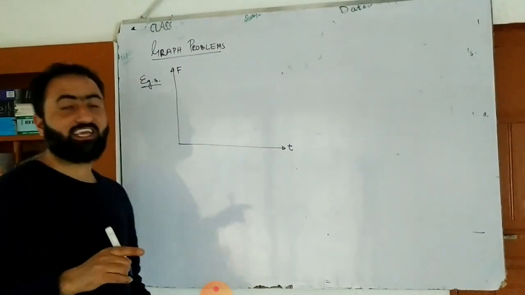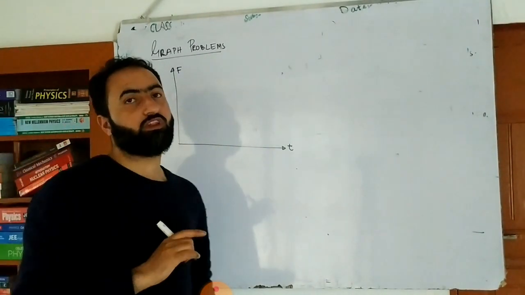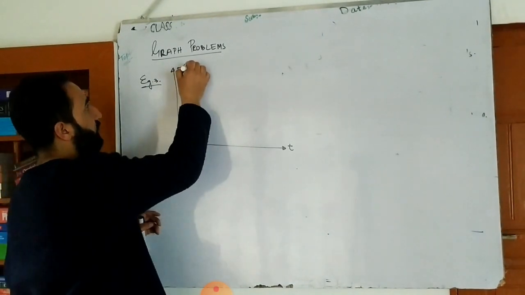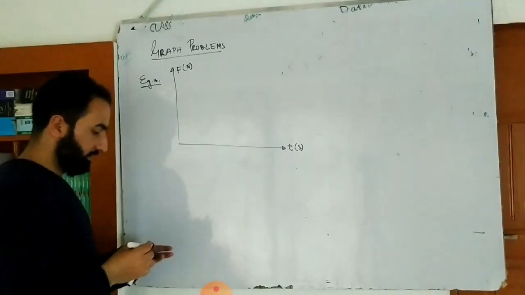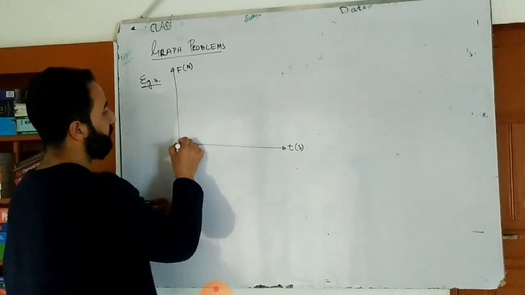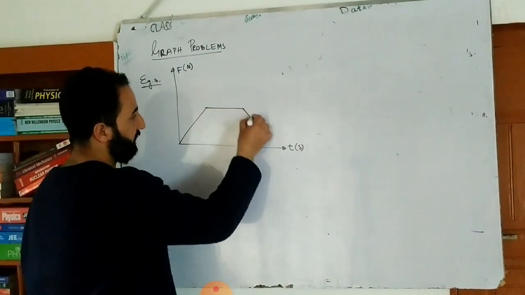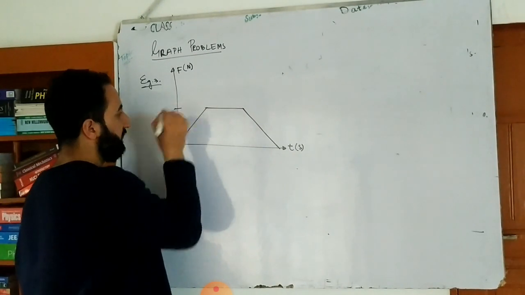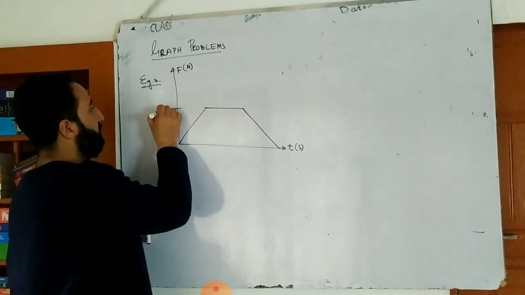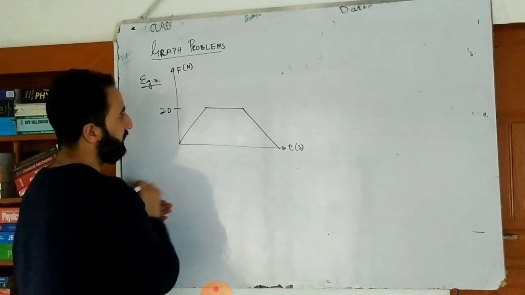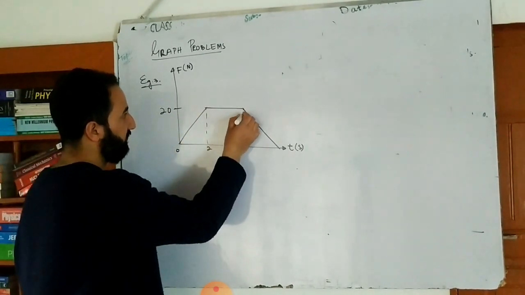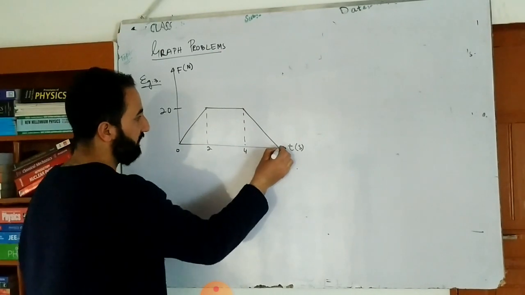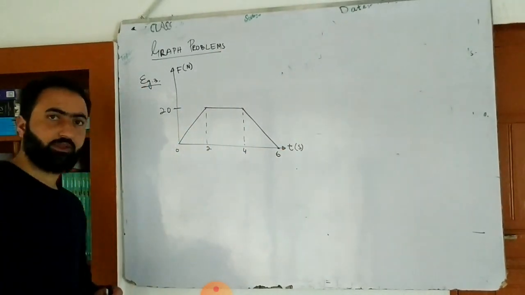And a question was asked in AIPMT 2014 on this. Okay. So force is in Newton and time is given in seconds. Now suppose that the force versus time curve is given like this. It is like this. Again like this, okay? A trapezium. And the force here is equal to 20 Newton, and time here is 0, and here time is given as 2 seconds. The time here is 4 seconds, and the time here is 6 seconds, okay?